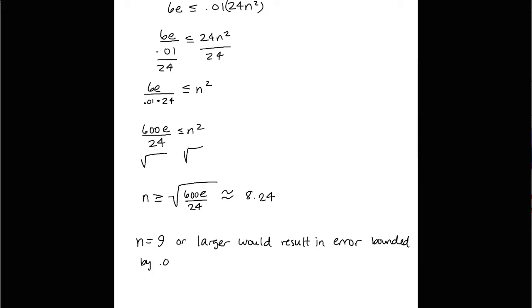by 0.01. Okay, so why couldn't I make it 8.24? Exactly, because n is supposed to be the number of subintervals. You can't have 8.24 subintervals. N is strictly an integer, right? So I had to go to the next biggest integer. If I went to the next smallest integer, it doesn't satisfy the inequality, right? So n needs to be bigger than 8.24.